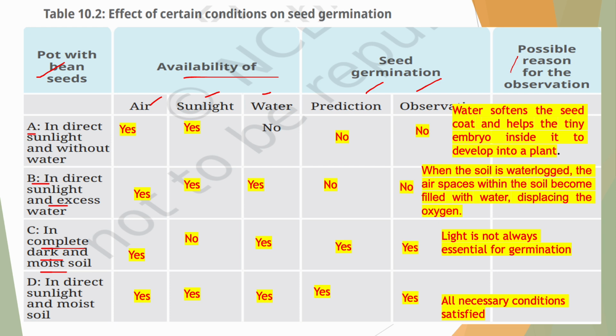To germinate, a seed needs the right conditions. Water is essential, air is needed. Then each type of seed has an ideal temperature range for germination. Some seeds need light to germinate, while others germinate better in the dark.